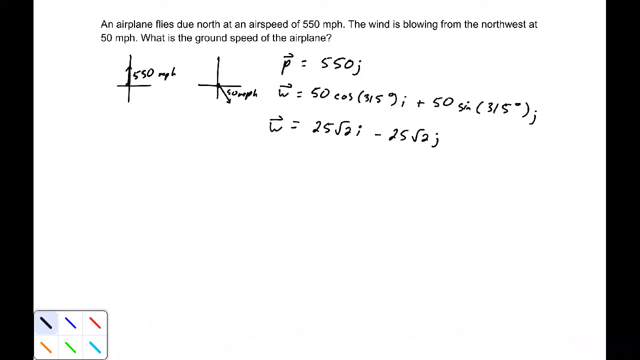Now, since we are concerned with the effect of the wind on the plane, what we're going to find next is the vector P plus the vector W. If we add those two vectors together, noting that we do not have an x component or i component to the vector P, this will be 550j, so we'll combine that with the last term. So we are going to have the vector 25 square root of 2 i plus, in parentheses, 550 minus 25 root 2, close parentheses, j.